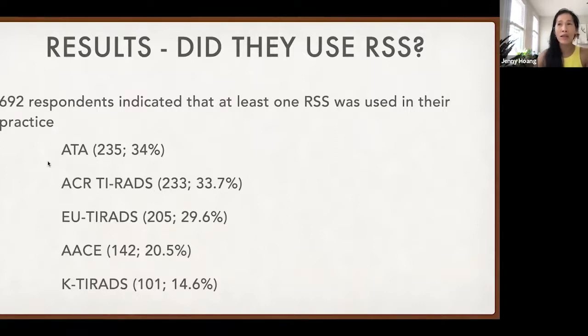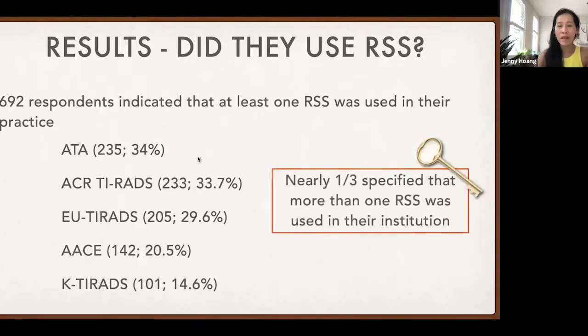Okay, so that was actually very promising to me because given the majority were in Europe and the majority were endocrinologists, for ACR TI-RADS to be used that frequently was very encouraging. Okay, so the next key point that I wanted to share with you is this one. That to my horror, I realized from the survey that nearly a third of people use more than one risk stratification system in their institution. And so what does this mean? I'll share that with you later.